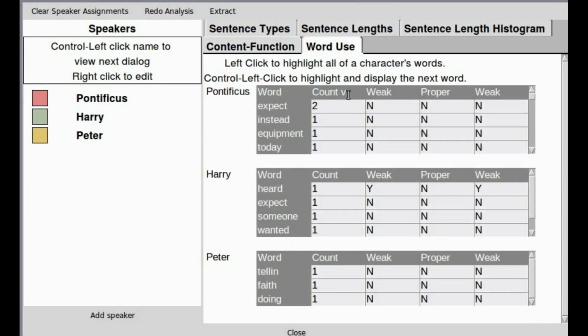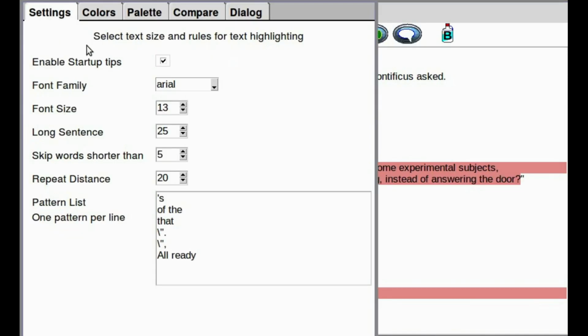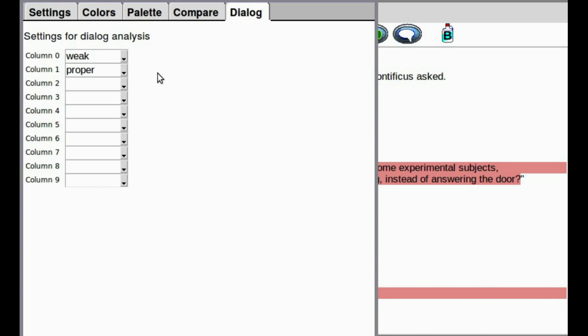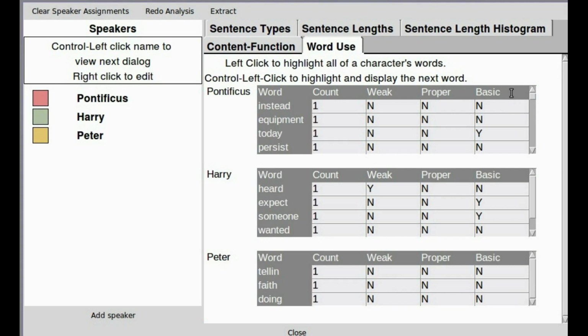Along with the counts, the word usage diagram can also tell us whether or not the words in a character's dialogues are in a particular set of vocabulary. In this case, we're going to go to the Edit Preferences, open Dialog, and add the basic vocabulary collection. These are words that should be known by a third grader. Now we can rerun the analysis, and when we look in the word usage display, we see there's a new column for basic words. When we sort on this column, it pulls all of the yeses and nos together, the y's and n's. And now we can see that Pontificus mostly uses words that are not in the basic third grader's vocabulary, while Harry the Henchman mostly uses words that are.